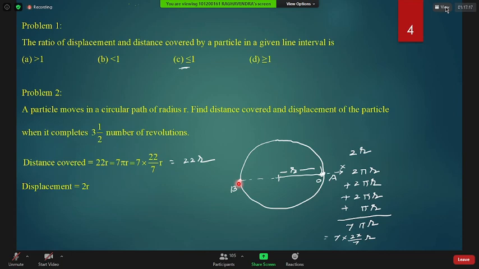Sir, will you explain once more distance covered? Why not? Particle started to move from here. One rotation, how much distance? 2 pi r. Now second one, how much distance? 4 pi r. Third revolution, how much? 6 pi r. Now half. 7 pi r, sir. So answer is 7 pi r. Pi is 22 by 7. 7 cancel. You got 22 r. So you see here answer is 22 r.